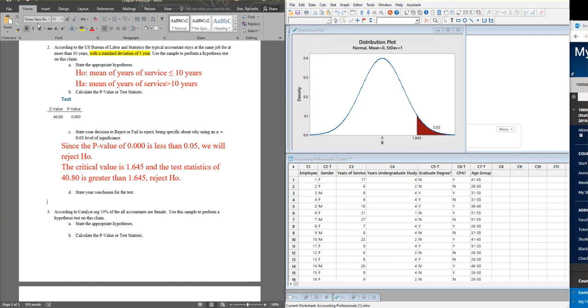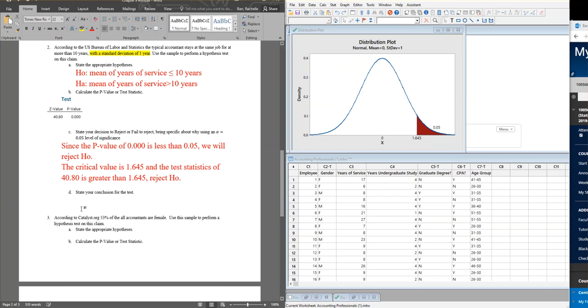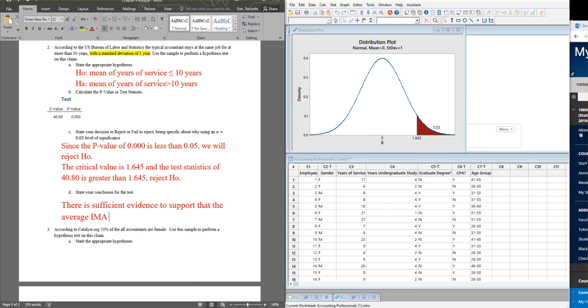All right. So since we rejected our null hypothesis, we want to say something along the lines of supporting the alternative. They wanted to know more than 10 years of service. Absolutely, there's evidence to support that. There is sufficient evidence to support that the average IMA accountant has more than 10 years of service on average. I put my average in the wrong spot.